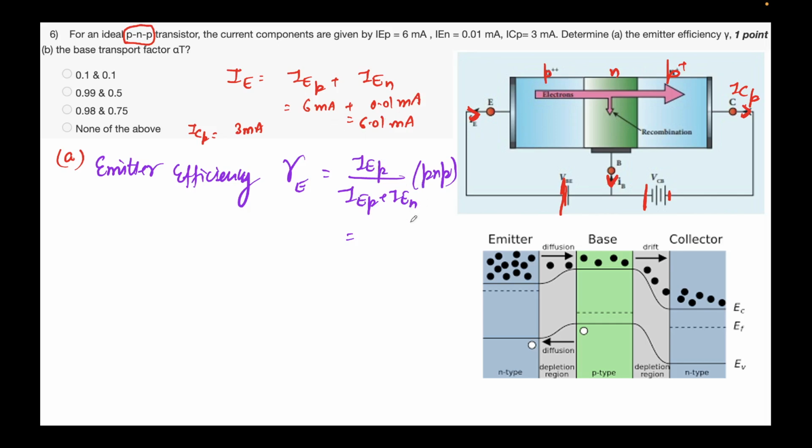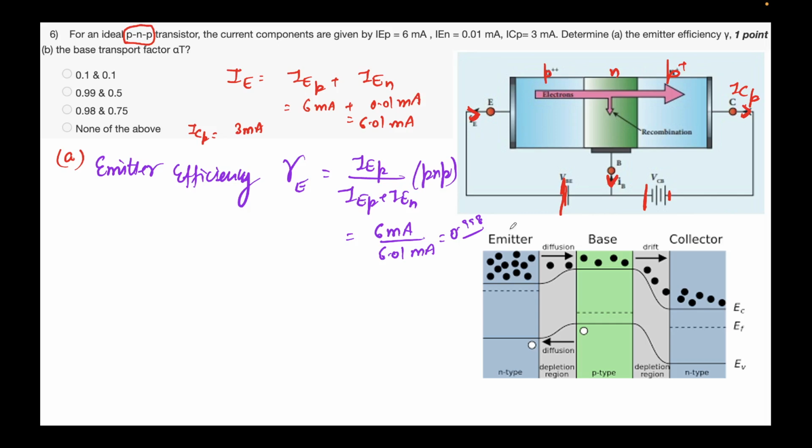So IEP is given as 6 milliamps, and the total emitter current is 6.01 milliamps. You can clearly see 6 milliamps compared to 0.01 milliamps, so it's at least 2 orders smaller. Let me get my calculator. Just a minute. Okay, this should be very close to 100%. It is 0.998. So this number is 0.998.